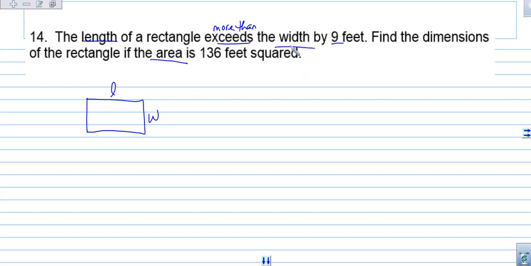Well, the width is W, so that means the length is 9 more than W. So the length equals W plus 9. Now, does it say anything else about W? No. So then you don't mess with it.